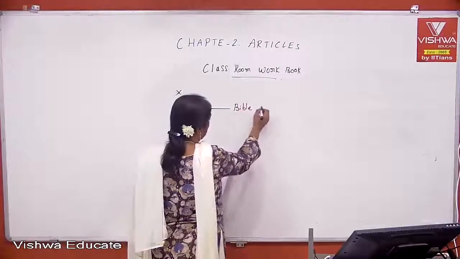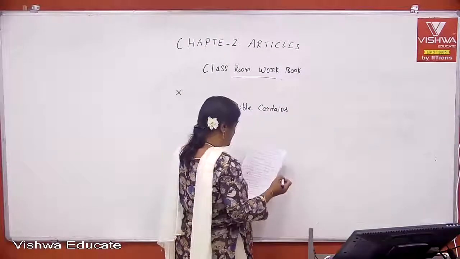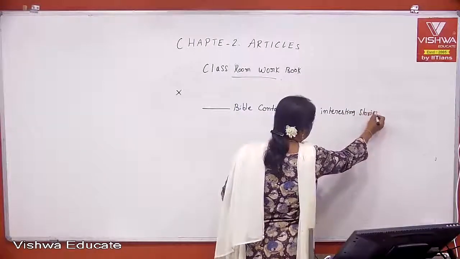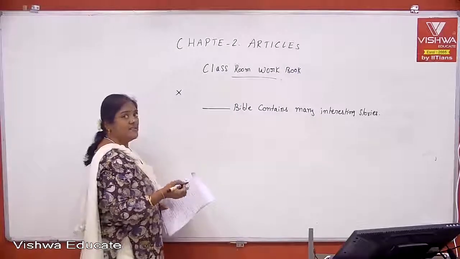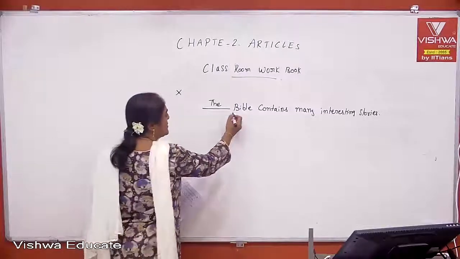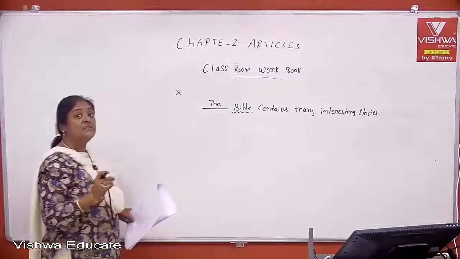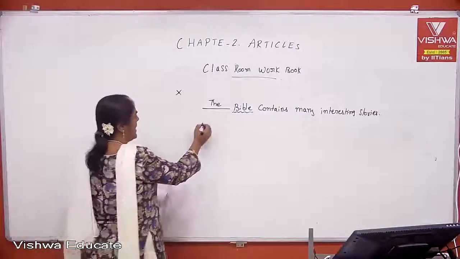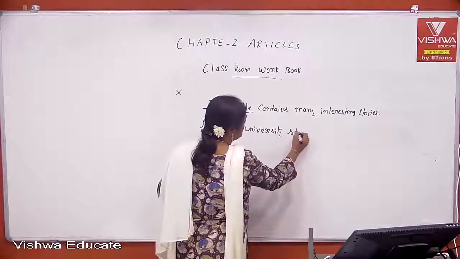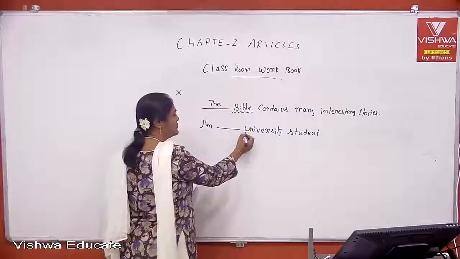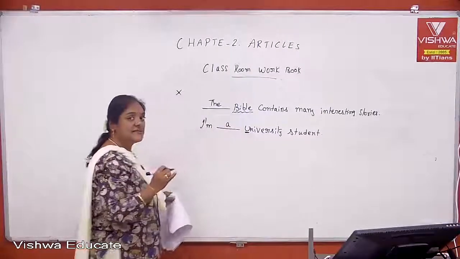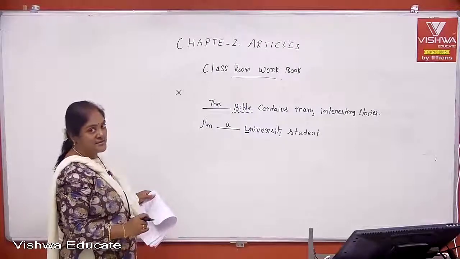Dash Bible contains many interesting stories. What do we use? A, the, or no article? You're right. It should take the definite article. Why? Because we are talking about a religious sacred book. Therefore, the Bible. Next. I am dash university student. University student. My dears, what is the sound here? Consonant. Therefore, what are you supposed to take there? A. Indefinite article. A. I am a university student.